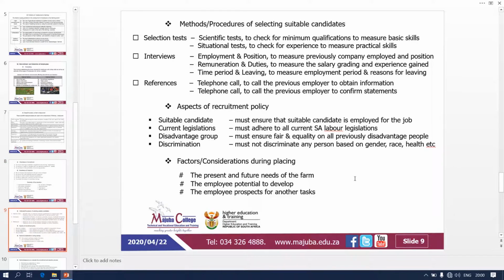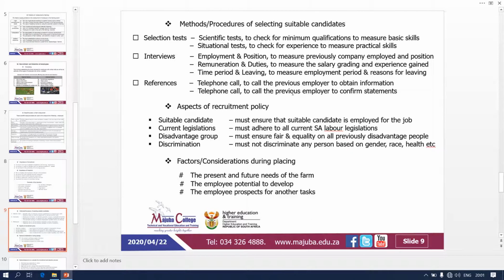We also need to look at the methods or procedures of selecting. Remember, when a candidate is on a selection, recruitment and selection. Now, let's look at how, if you don't want a person to come for an interview, this is normally done in a business through sifting and shortlisting, checking everything for the best suitable candidate. These are 3 important aspects that we need to look at: selection test, interviews, and referencing.